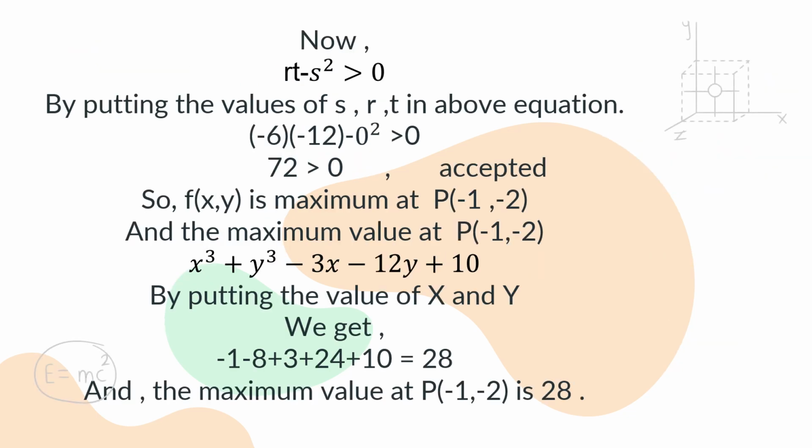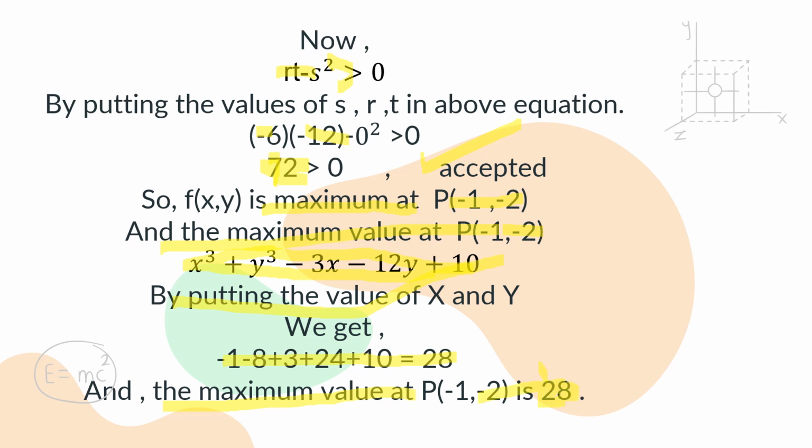Here rt minus s square should be greater than 0. When we put the values of r and t, we get 72, which is greater than 0. That's why this value is accepted. So f of xy is the maximum at the stationary point P of (minus 1, minus 2), and the maximum value at P of (minus 1, minus 2), when we put the values of x and y in this equation, we get minus 1 minus 8 plus 3 plus 24 plus 10 is equal to 28. The maximum value at the stationary point (minus 1, minus 2) is 28.